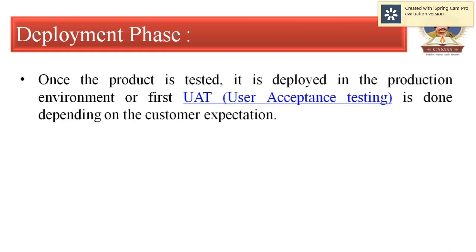Now next is the deployment phase. Once the product is tested, it is deployed in the production environment, or first UAT is done. Now what is UAT? UAT means the user acceptance testing. Depending on the user or customer expectations, the product is deployed to the customer.